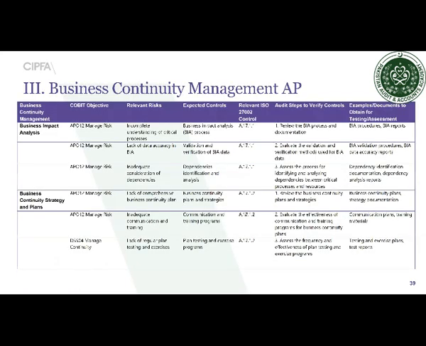Business continuity management. One of the first things for business continuity is business impact analysis. It's very similar to risk assessment, but this one is very specific to business continuity, in order for you to prioritize, because two things mostly come up from business continuity.